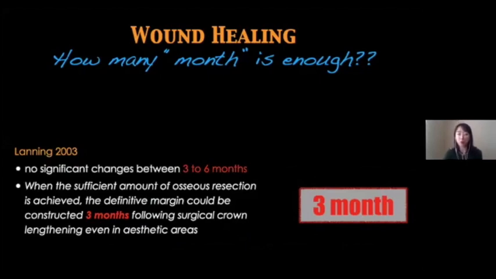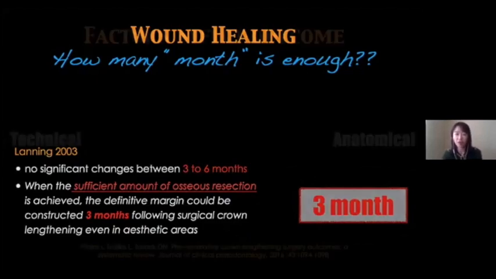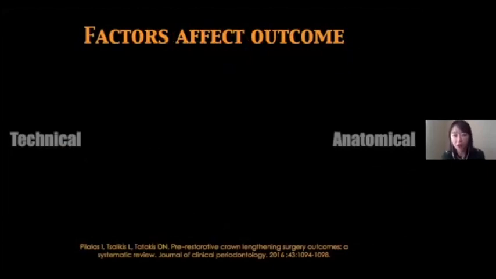However, what I want to point out here is that the most important sentence is: if you want to do the final restoration within 3 months, you need a sufficient amount of osseous resection. So here come the factors that affect the outcome. How can we prevent the tissue rebound? How can we shorten the healing period?